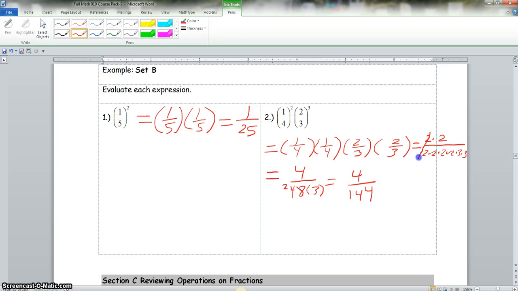Now we can simplify that out. These 2's will simplify out. These 2's will simplify out. And remember, when our numerator totally factors out, we're left with 1. Our denominator is 2 times 2, which is 4, times 3 is 12, times 3 is 36. So our final answer here is 1 over 36.